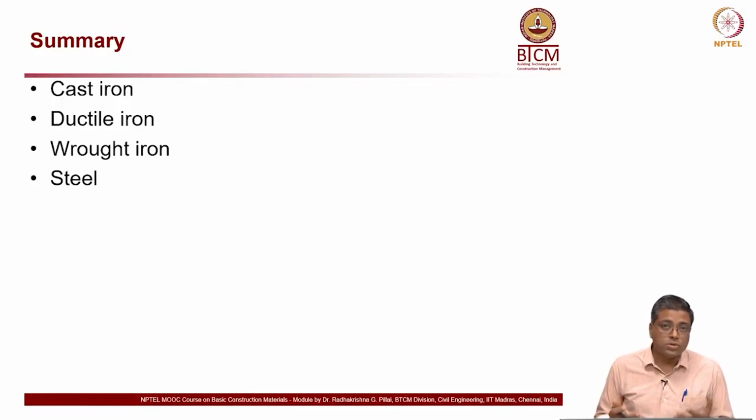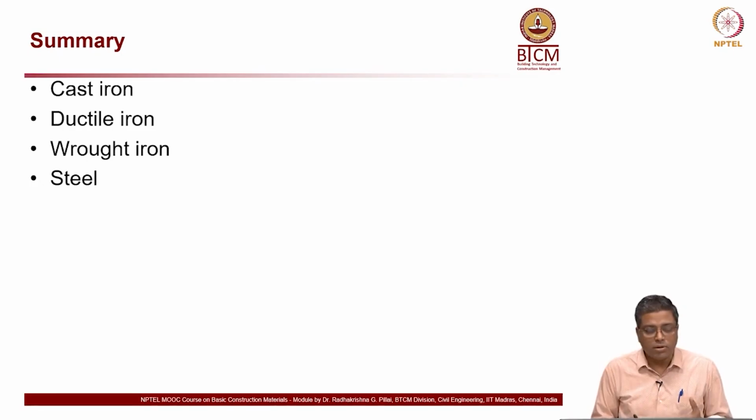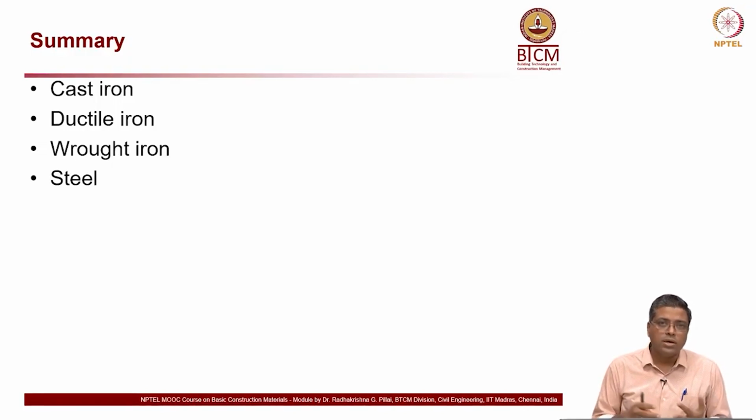So to summarize, we looked at how these four materials, cast iron, ductile iron, wrought iron and steel are produced in general, and what the major properties of these are and how the carbon content actually influences the ductility, the strength, the hardness, etc. So with that we will just close this lecture.